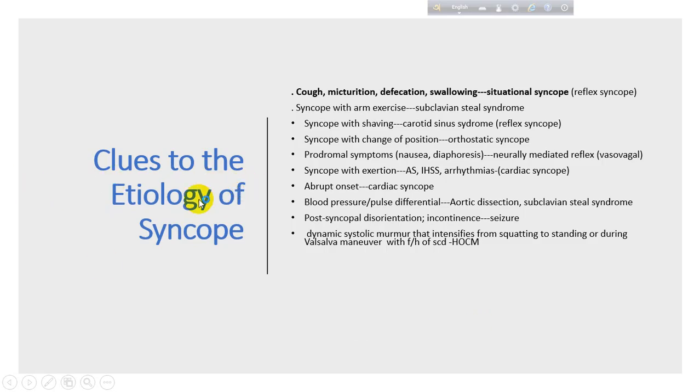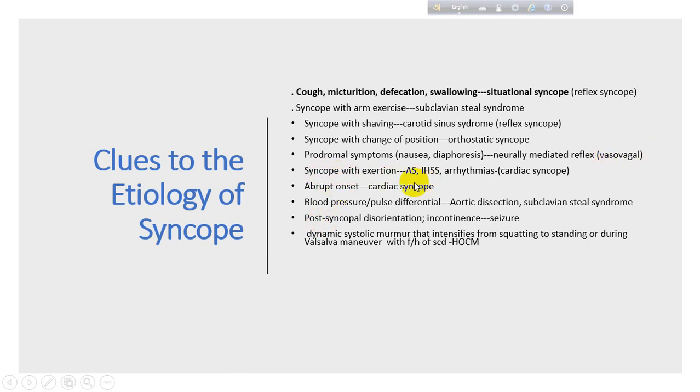Some clues to the etiology of the syncope. If syncope is with cough, micturition, defecation, or swallowing, it is associated with situational syncope, part of reflex syncope. Syncope with arm exercise is subclavian steal syndrome. Syncope with shaving is carotid sinus syncope, part of reflex syncope. Syncope with change in position is orthostatic syncope. Prodromal symptoms like nausea, diaphoresis suggest neurally mediated reflex syncope, known as vasovagal also.